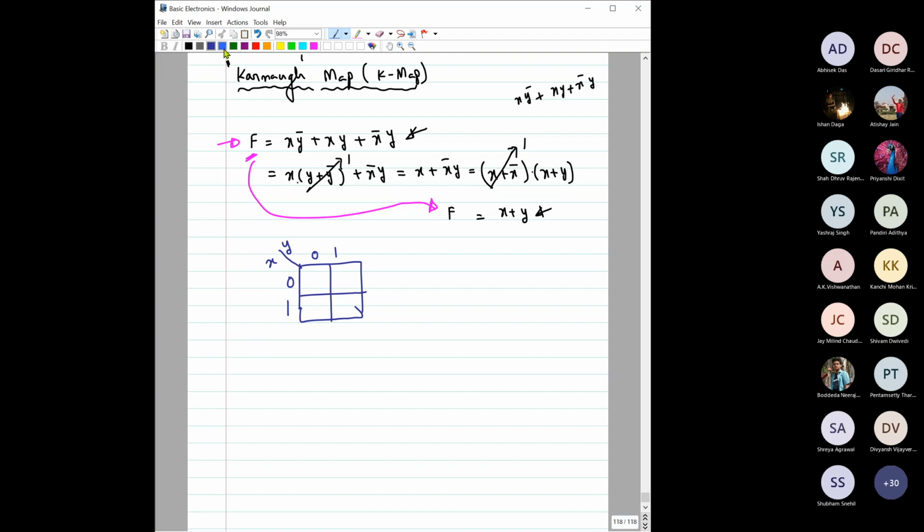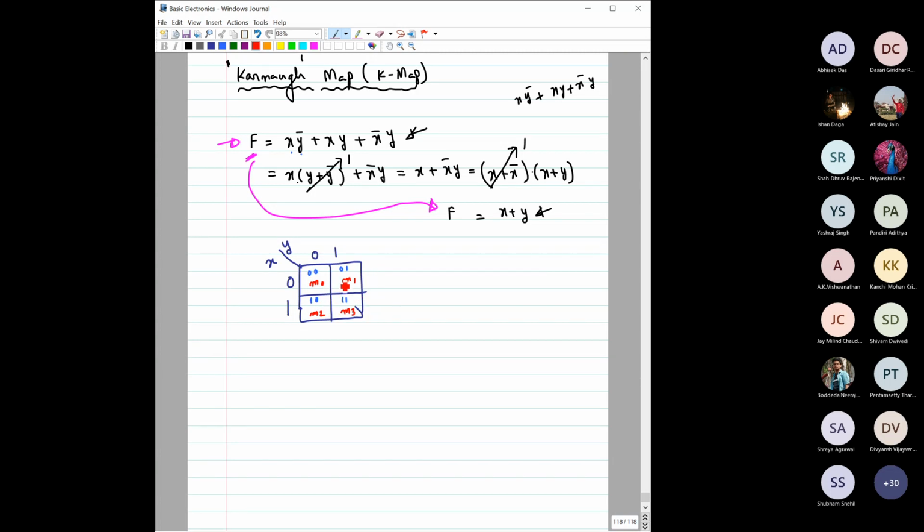So this block indicates 0, 0. We write x first, so x, y is 0, 0. This block corresponds to 0, 1. This block corresponds to 1, 0. This block corresponds to 1, 1. In terms of the min term values, this is m0, this is m1, this is m2, this is m3. Remember, the small m is the min term. So it is m0, m1, basically 0, 1, 2, 3, like this.